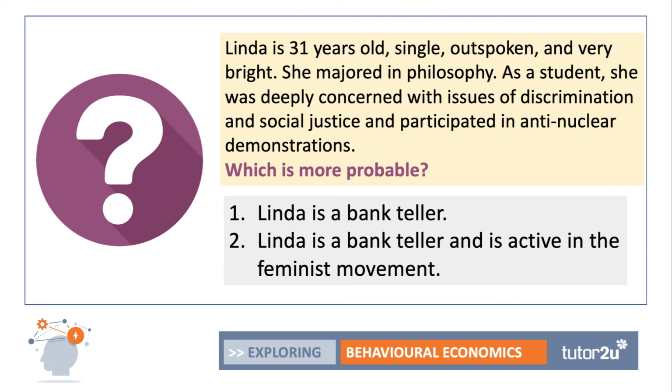Well, the answer is that it's much more probable that Linda is a bank teller. It's impossible for it to be more probable that Linda is a bank teller and active in the feminist movement. If you think about it, we call this the conjunctive fallacy. Our judgment is often influenced by the persuasive combination of plausible details. Well, if she's a bank teller, she's a bank teller. It would be less likely that she's a bank teller and active in the feminist movement, because not every bank teller is active in the feminist movement.